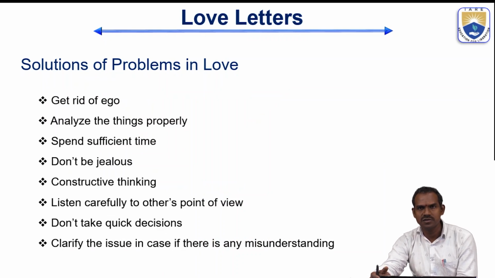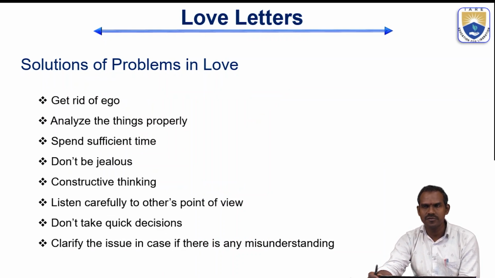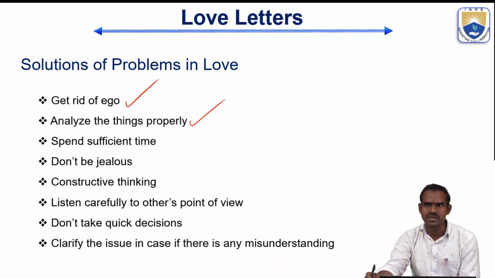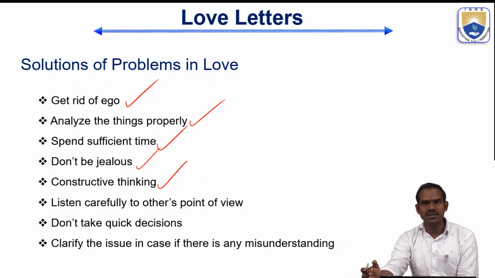What are the solutions to these problems in love? There are also various solutions. One should get rid of ego to get rid of problems in love. One should analyze the things properly. One should spend sufficient time. One should not be jealous. One should have constructive thinking. And also one should listen carefully to others' points of view to get rid of problems in love.